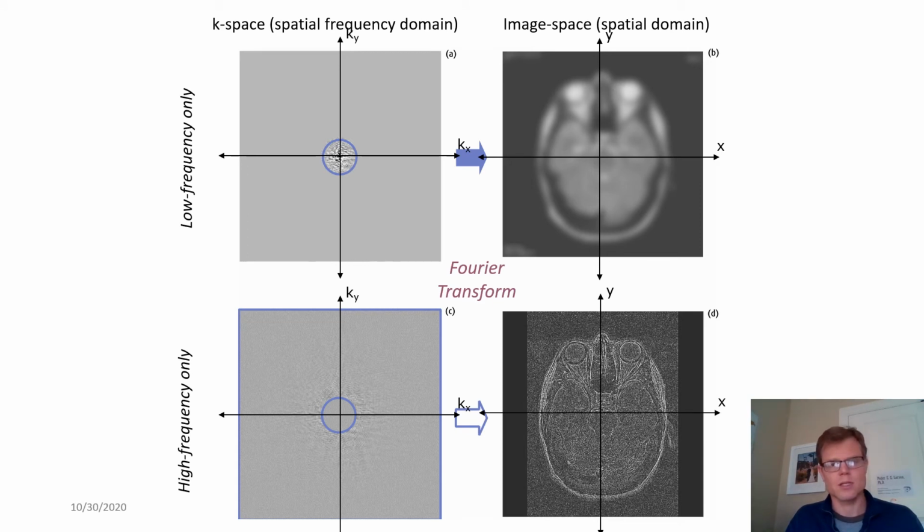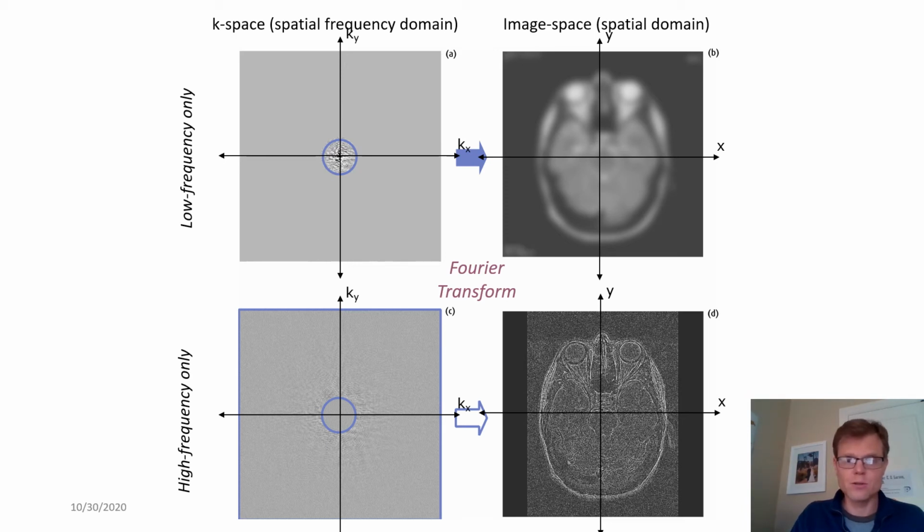So this is an example of an axial brain image, where the top example shows if we took only the low frequency K-space data and we try to do a Fourier transform to reconstruct the image, and what we'll see is a relatively bright image. That's because of this high energy or high amplitude in the center, but it's also very blurry. And this is because we're only capturing low spatial frequencies, so features that are varying slowly in the image.